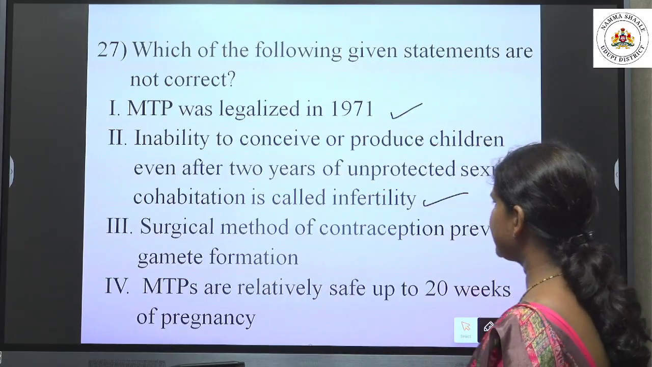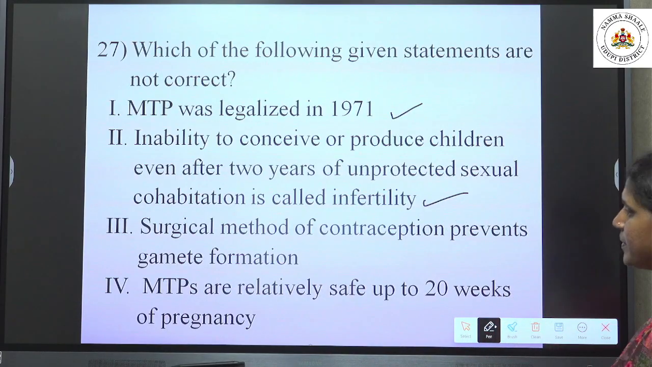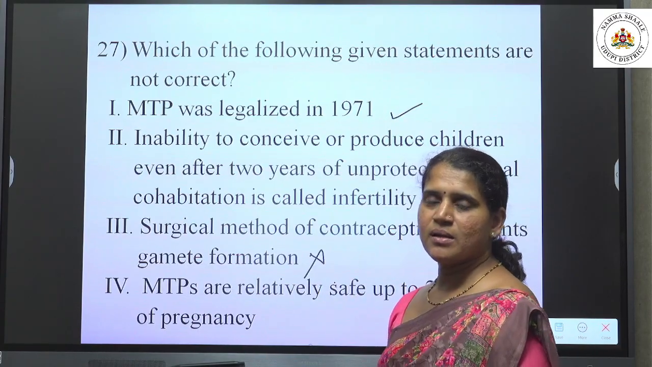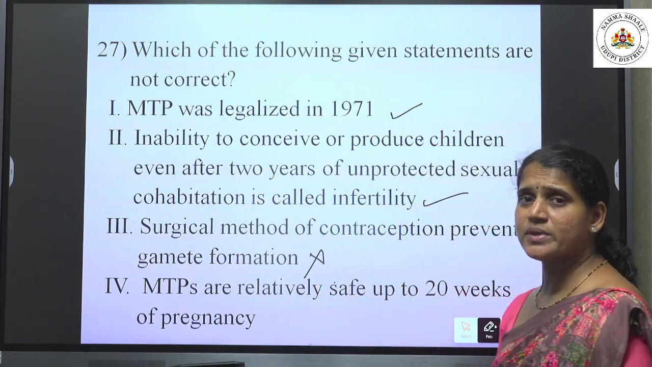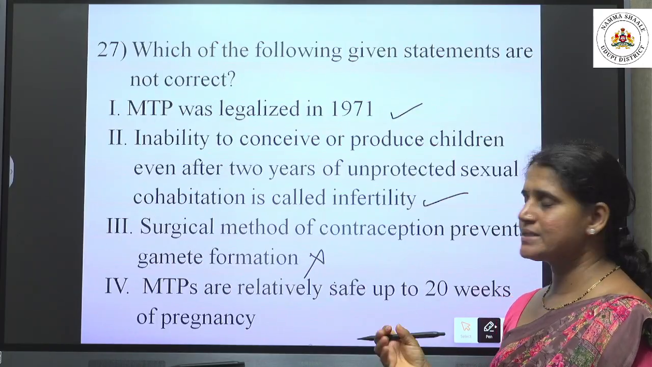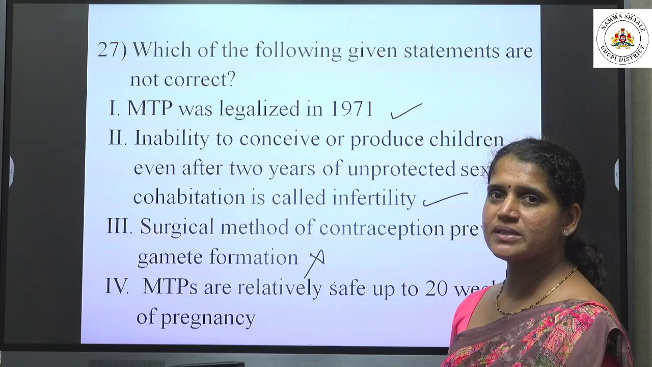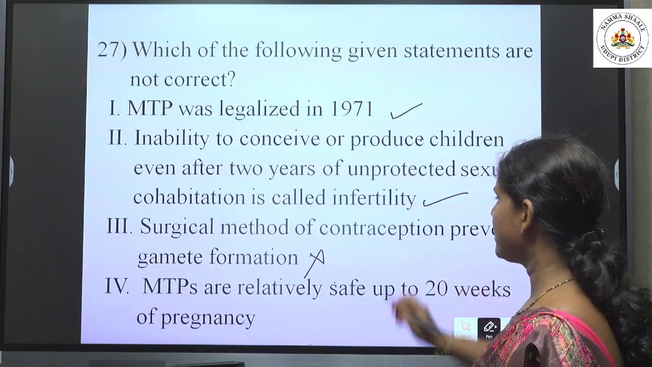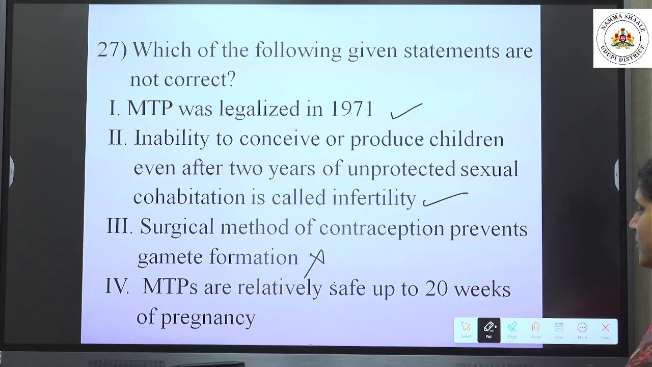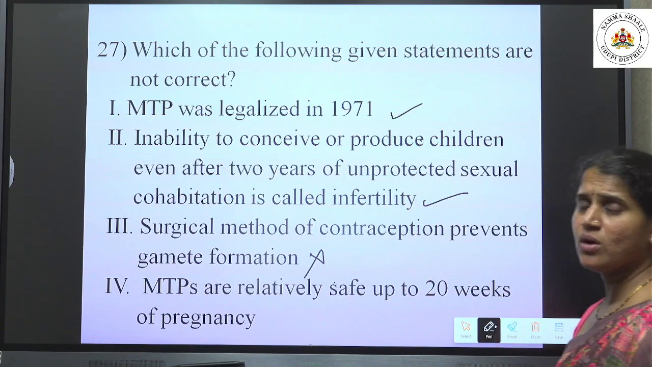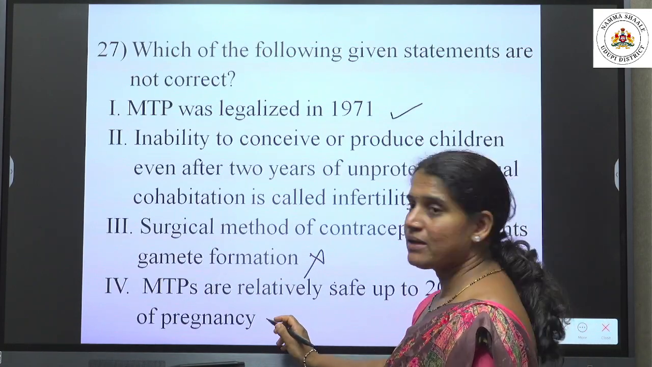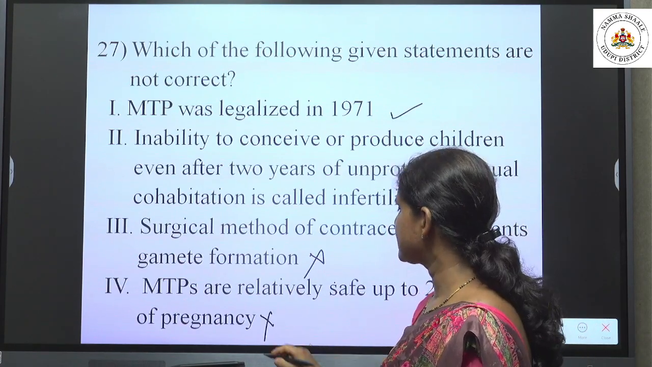The surgical method of contraception prevents gamete formation, but the gamete formation takes place. The tube is blocked, hence the transport of gametes is prevented. Gametes are produced. MTPs are relatively safe up to 20 weeks of pregnancy? No, within the first trimester, that is the 12 weeks of pregnancy. So this is the wrong one.